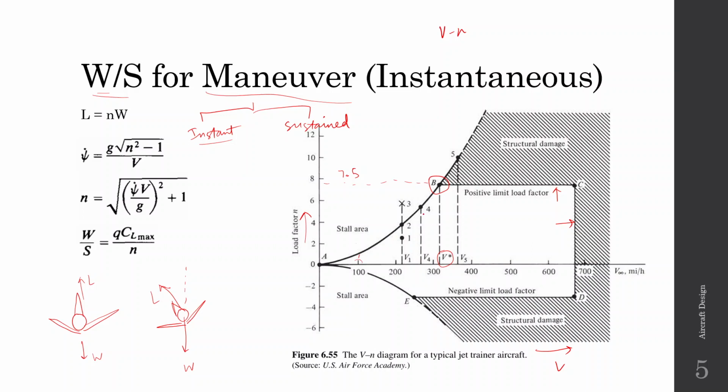Usually you can calculate the maximum turn rate from this VN diagram, or your turn rate may be given as part of a specification. So from the turn rate, you can use this formula to get the load factor. Now finally, when you have the load factor, you can calculate W by S using this formula, Q CL max by N. Here Q is the dynamic pressure.